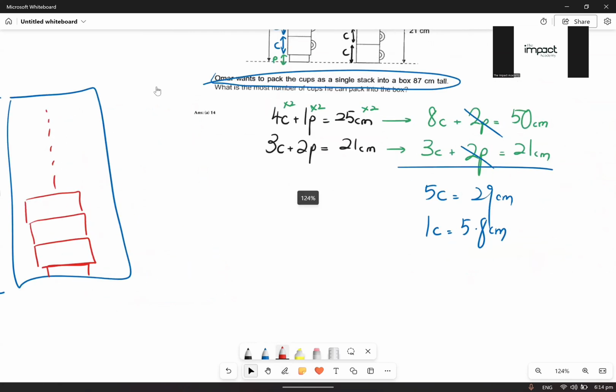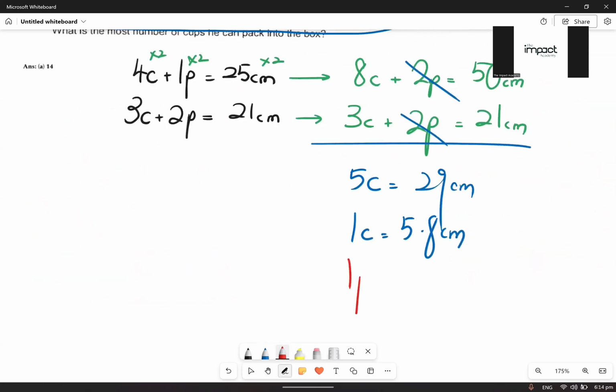Shall we find one part first? We know one cup is 5.8, but do we know one part? Find 3 cups. Very good. Find 3 cups. So go and find 3 cups first.